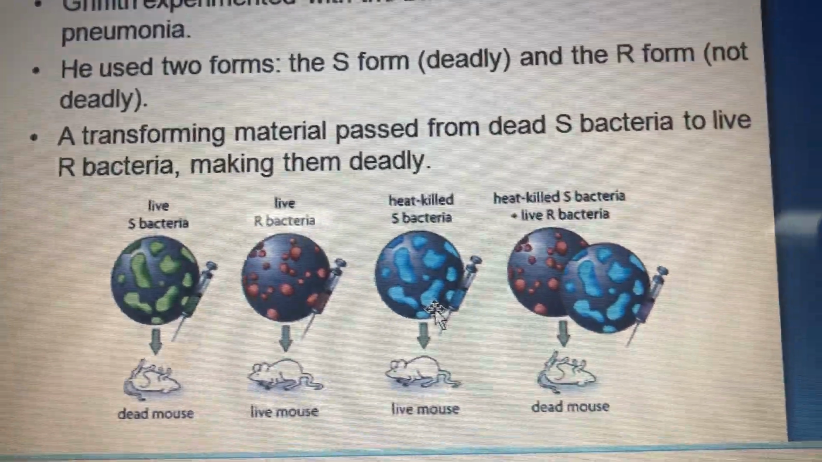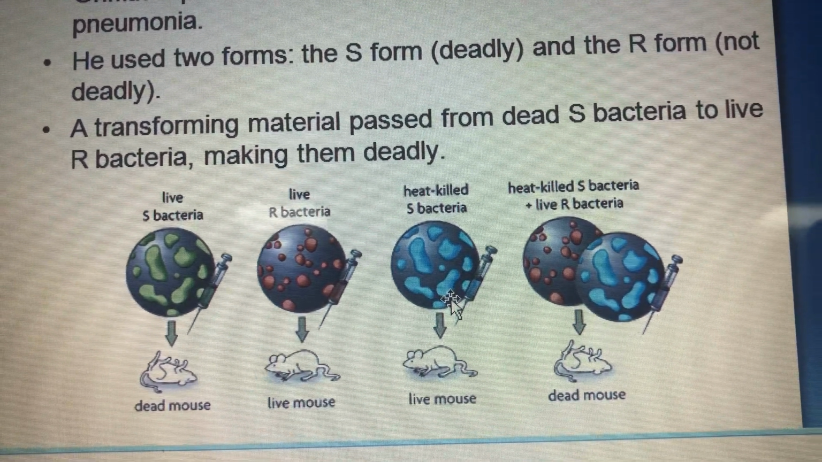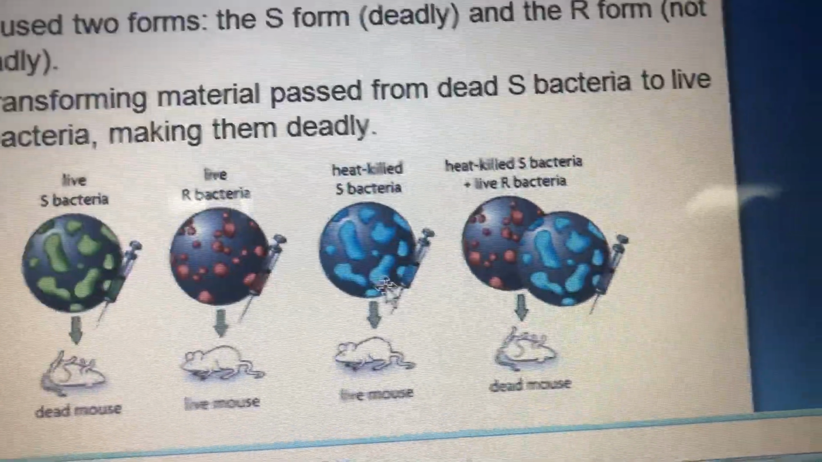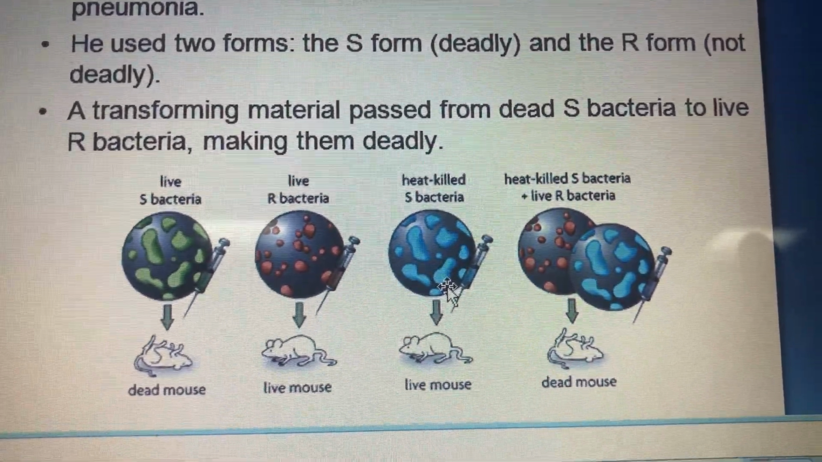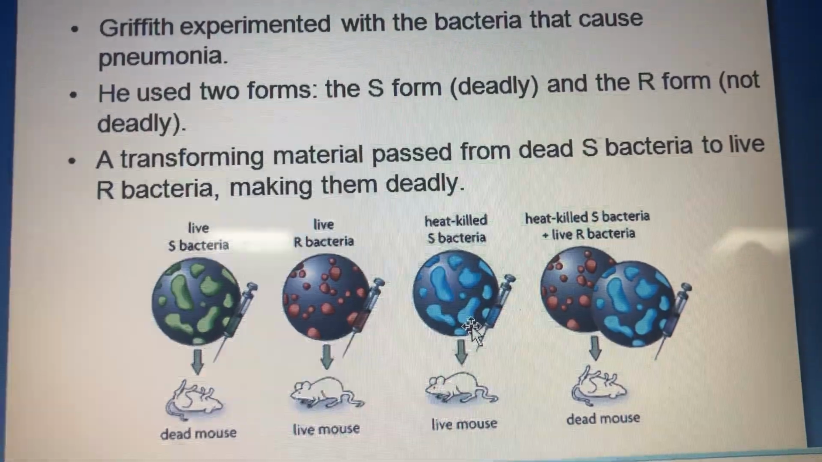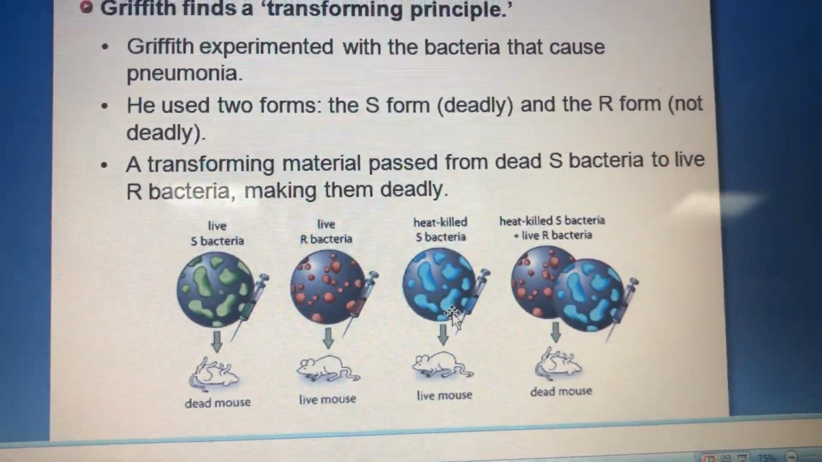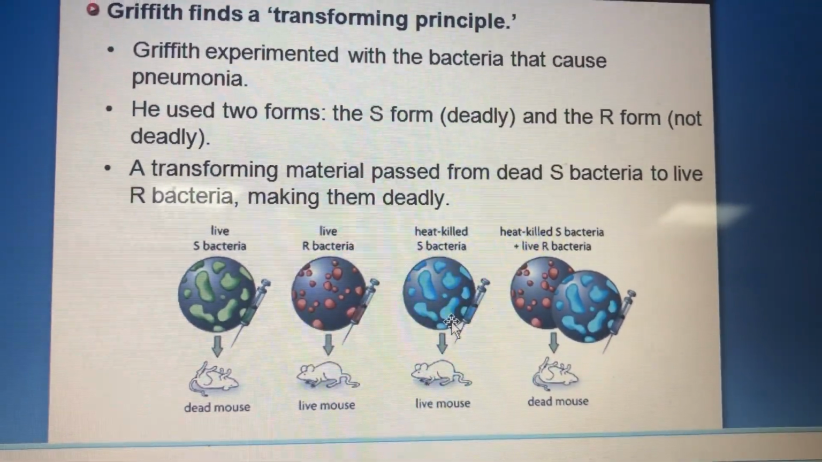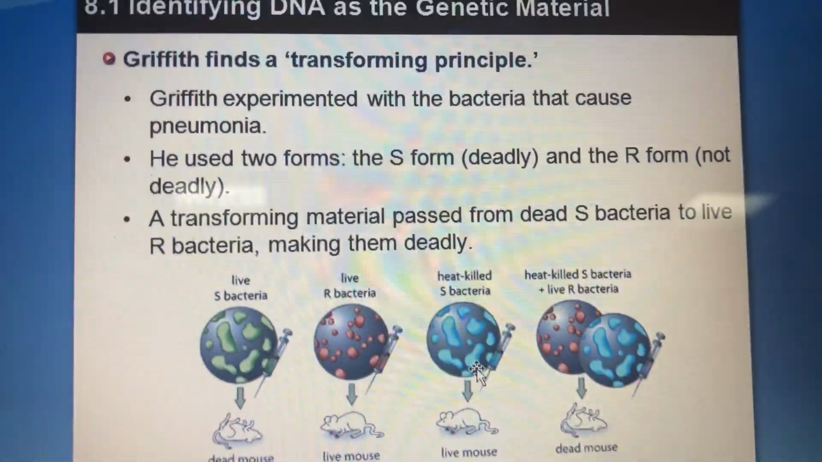But he was surprised when he injected the mouse with live R bacteria and killed S bacteria. He was surprised that the mouse died. And he concluded that there is a transforming material passed from dead S bacteria to live R bacteria, but he didn't know what this material is.